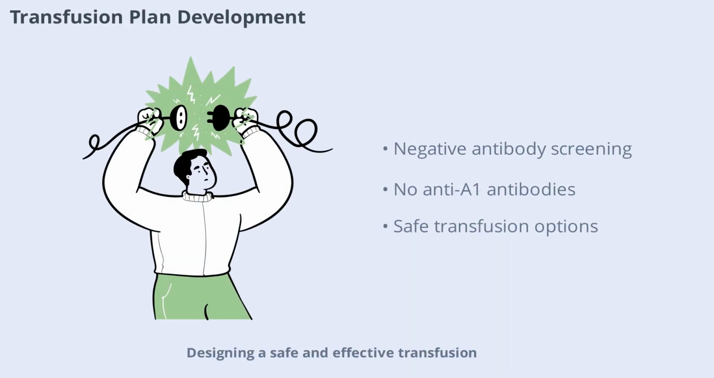Designing a safe and effective transfusion plan for the patient required careful consideration. The team noted that antibody screening was negative, and there were no irregular anti-A1 antibodies present. This allowed for the use of type O red blood cell suspension or type O washed red blood cells. The plan prioritized safety and compatibility, ensuring that the patient would receive the most appropriate blood products for his unique situation.